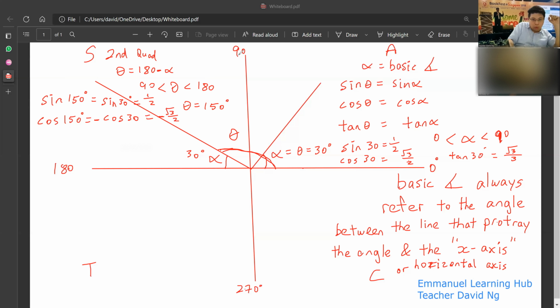Okay, negative root 3 over 2. That is what I meant, in absolute value. That means all the quantity you know, but the sign you don't know. The sign you know through knowing which quadrant the theta lies in. Understand, no? So likewise, tangent 150 is also tangent 30, but in absolute value. I know I need to put a negative sign, because in the second quadrant, tangent is negative.